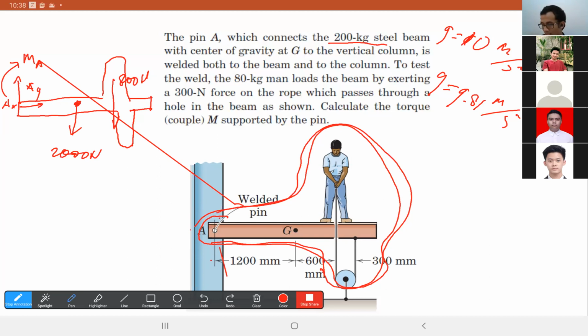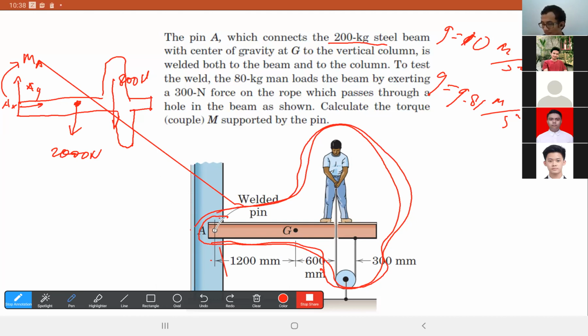That's why, for the welded pin there, because I limit the discussion to the beam, the man, and the pulley system, the beam is part of the system. The pin is not part of the system. That's why Ax and Ay are there, and MA is there.